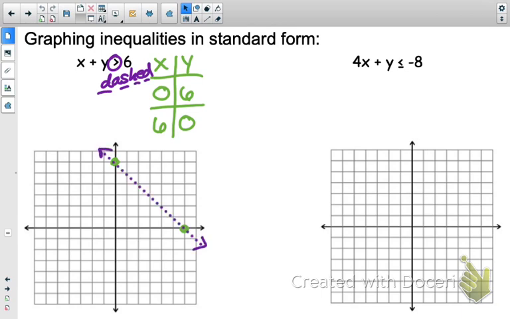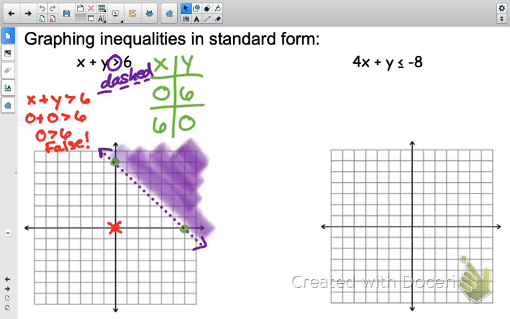Our testing is staying the same. So try 0, 0, plug in 0 for x and 0 for y, and we get a false statement. 0 is not greater than 6, so I'm going to put a little X over it and shade the other side. The nice thing about standard form is if we test 0, 0, the whole left side will always just turn into 0. So it's almost less work than when it's in slope-intercept form.